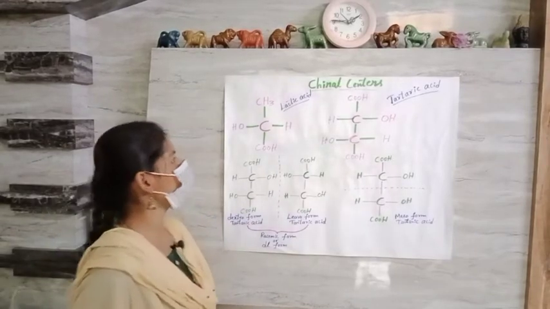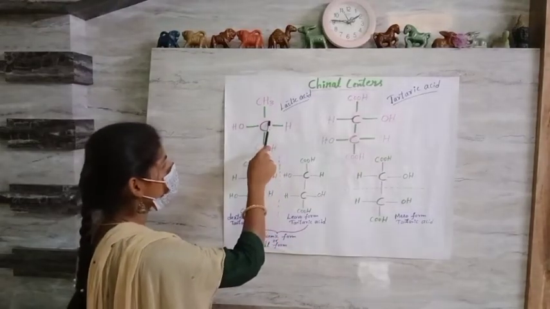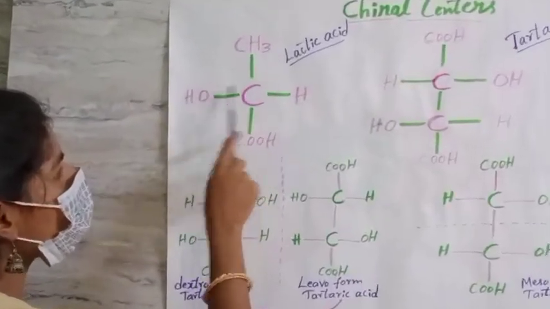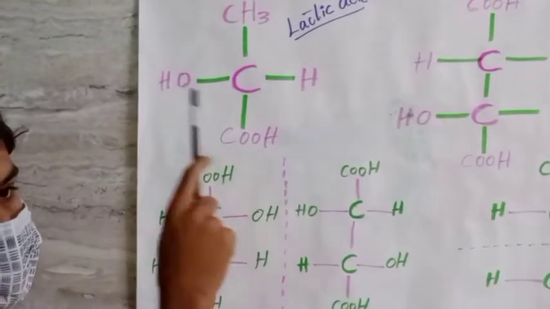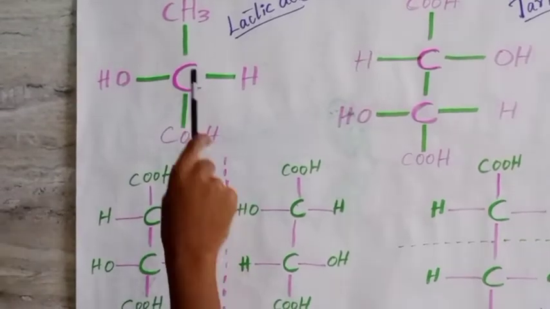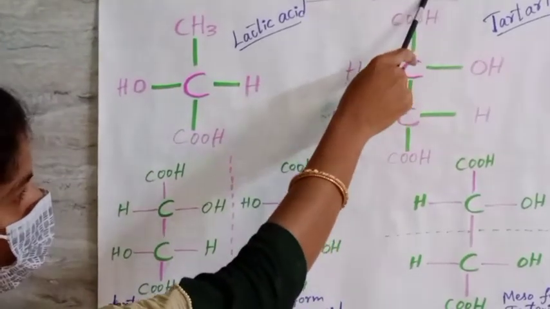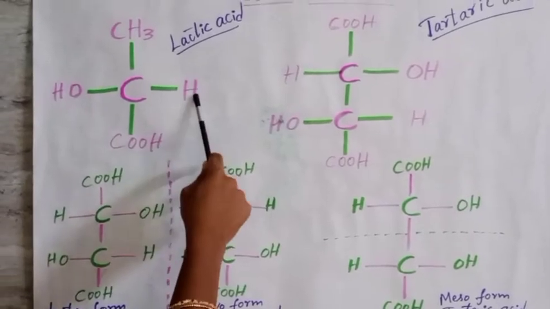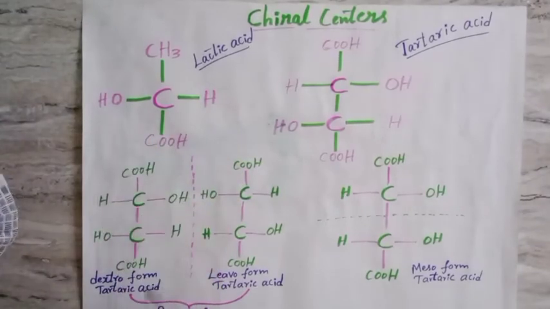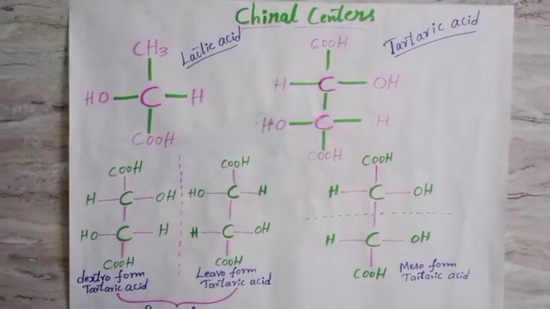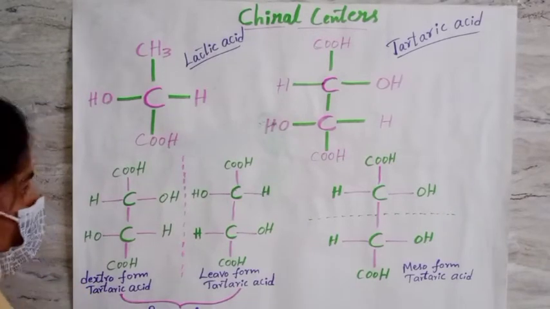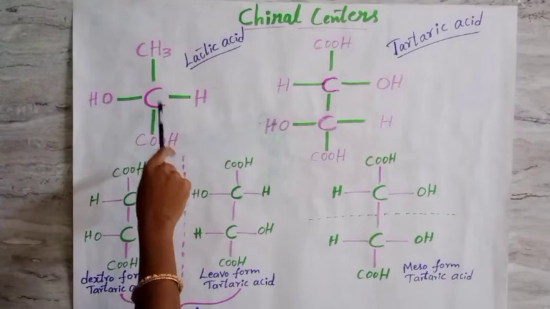So here we have an example, lactic acid, where at the center we have one carbon. This carbon is attached to 4 different groups. The carbon must compulsorily be attached to 4 different groups, then only it is called a chiral center. If 2 groups are similar, or 3 groups similar, or 4 groups similar, then it is not called a chiral center. So a carbon must have all 4 different groups attached to it. Then that center carbon is called a chiral center.